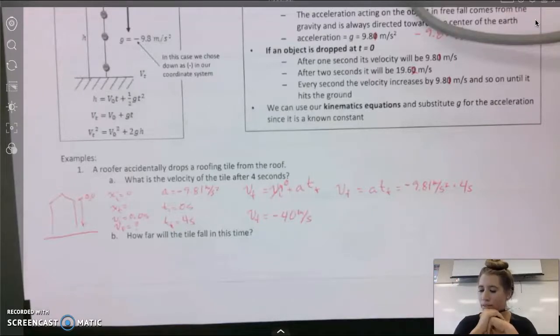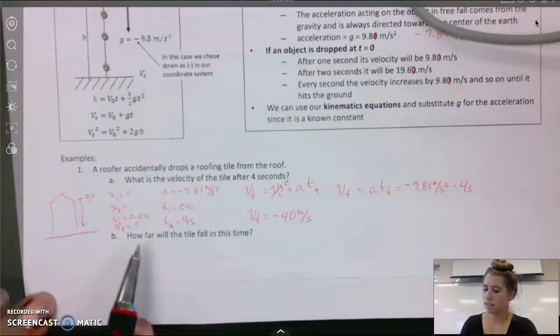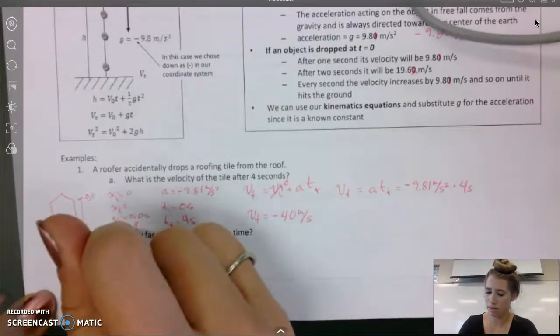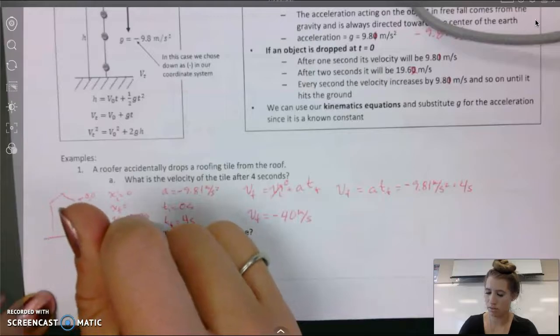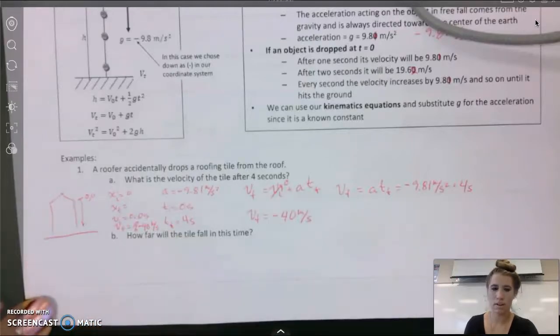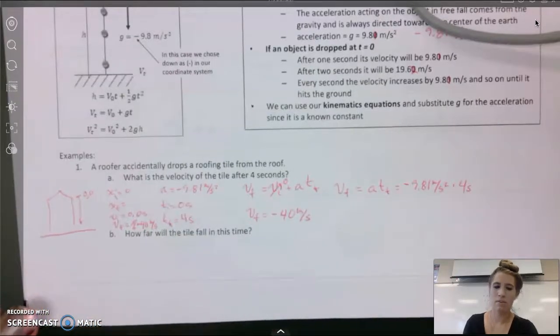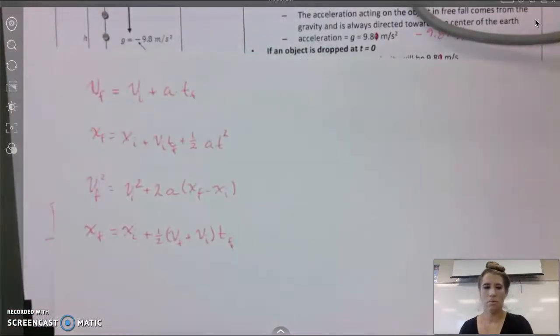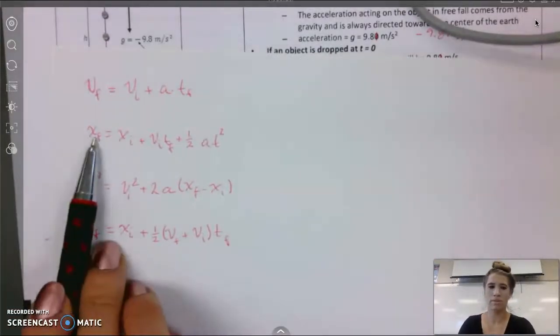Now it's asking how far will the tile fall in this time. So we can take this information of negative 40 meters per second, and add that to our list here. Okay. So how far will the tiles fall? So we need to pick an equation where we're solving for x final.